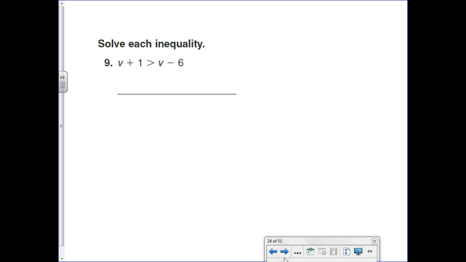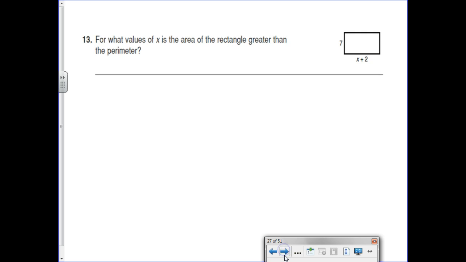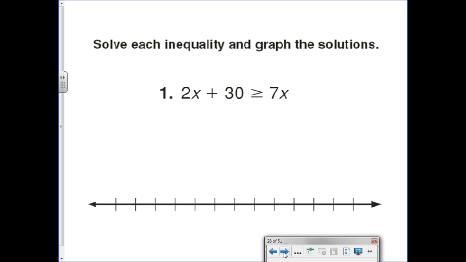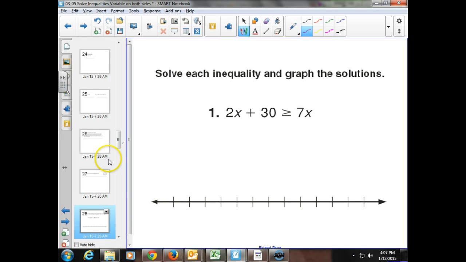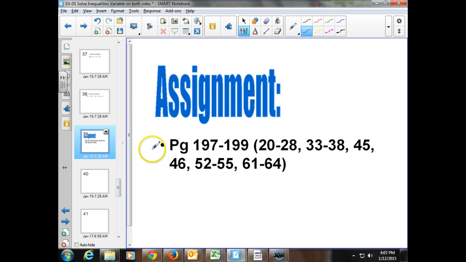Then get them checked out, and then after that, and there are a couple word problems in there, then what I want you to do is go ahead and move on to the book assignment for this section, which is going to be on page 197 to 199, and do these selected problems. So first, do the workbook page. Get that checked, make sure it's accurate, and then from there, continue on with this assignment. Good luck!